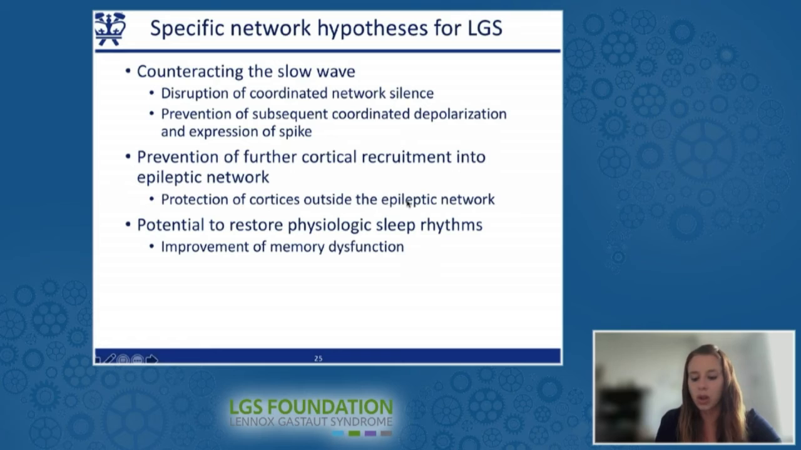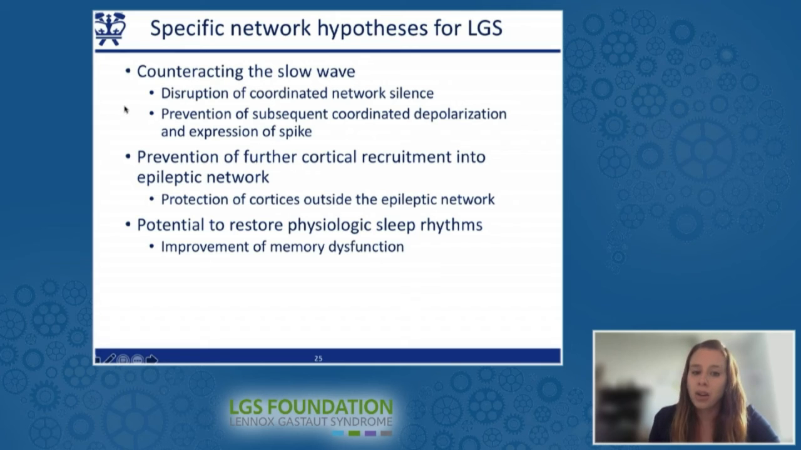And now, of course, this is all more speculative because none of this work specifically has been done in a model of LGS or patients with LGS. But the reason that I think that it may be quite relevant is that spike and slow wave patterns are very common in LGS, and so the mechanism of counteracting the coordinated network silence of the slow wave with the Gaussian stimulation that we've been using could potentially prevent the subsequent depolarization and expression of further epileptic spikes.